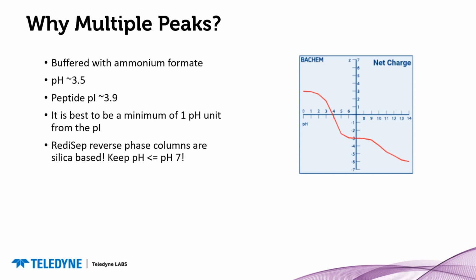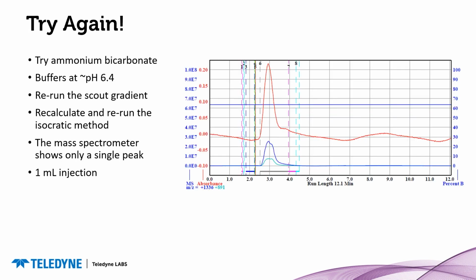Most C18 columns are silica-based and so shouldn't be run at a pH above 7 to 7.5 because silica dissolves in basic polar solvents. A pH close to 7 looks like it would work, looking at this graph here. A new scouting run with ammonium carbonate was run. This buffers at about pH 6.9.